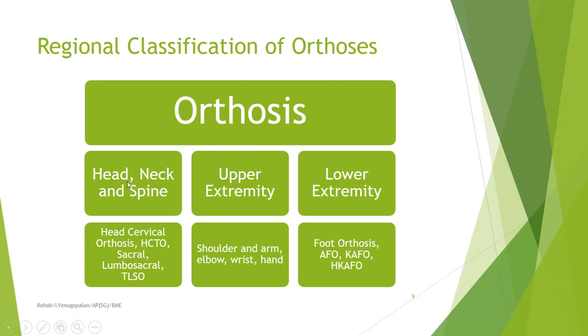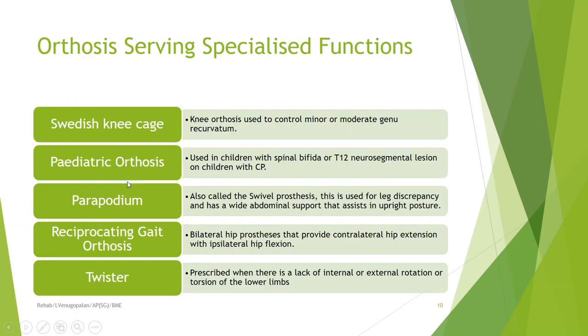thoracic orthosis, then you have the sacral orthosis, lumbosacral orthosis and thoracic lumbosacral orthosis, right? So it just starts from your cervical spine and goes till your lumbar spine or sacral spine, right? You've got orthosis to support various sections depending upon where the problem is. And then you have the upper extremity orthosis, which are the shoulder and arm orthosis, elbow orthosis, wrist and hand orthosis. Then you have the lower extremity, that is the foot orthosis, ankle foot orthosis, knee ankle foot orthosis and hip knee ankle foot orthosis.